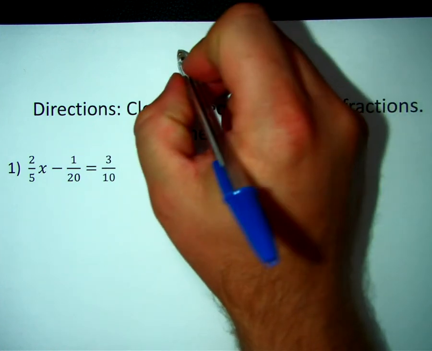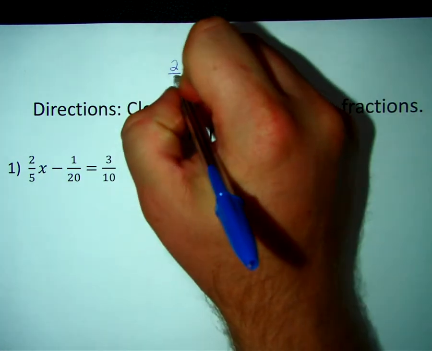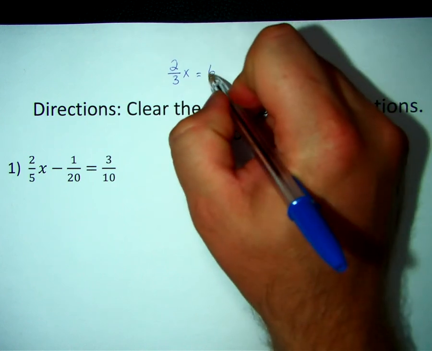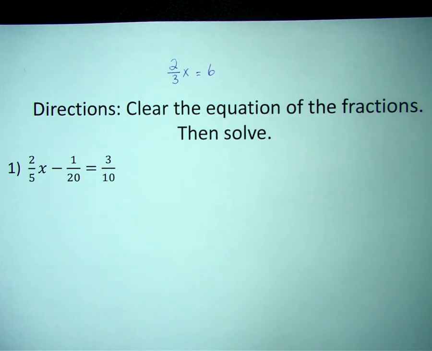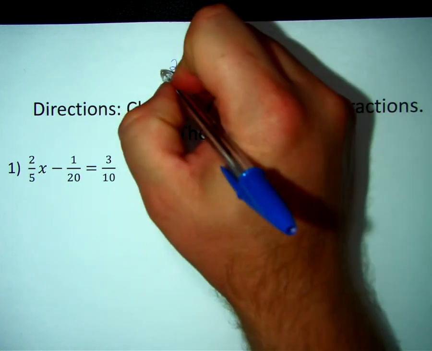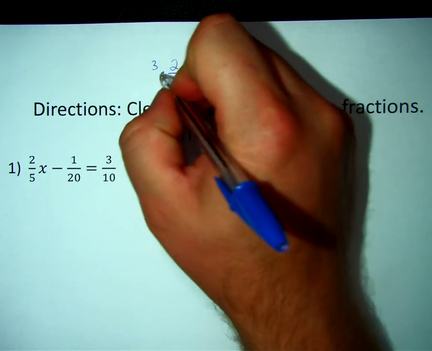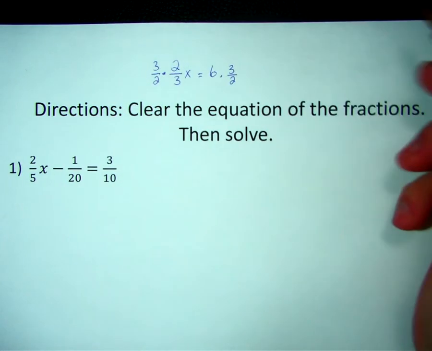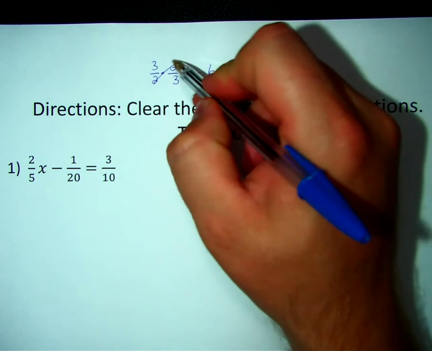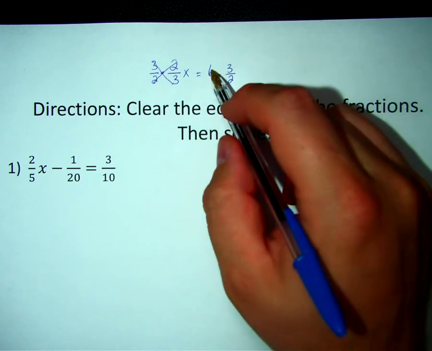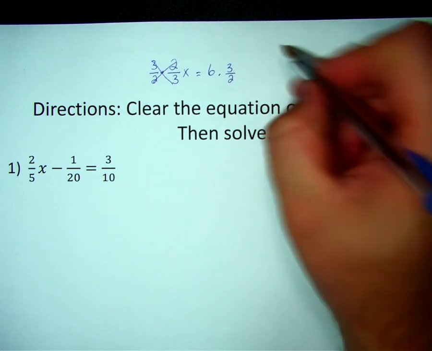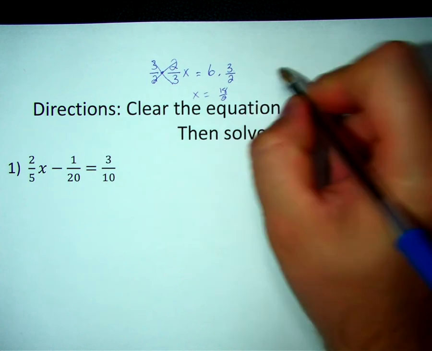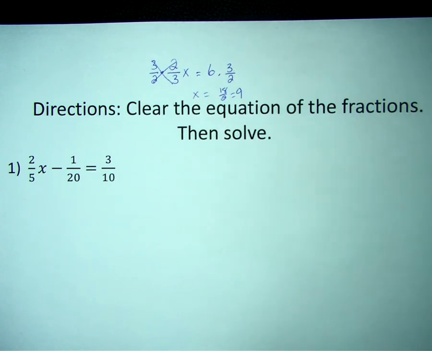So, clearing fractions. In concept, you have done this a lot. So, when you had something like 2/3 x equals 6, well, for this type of problem, we would clear the fraction by multiplying by the reciprocal. And when we multiply by the reciprocal, our fraction on the left simplifies out. Our fraction on the right becomes 18/2, which eventually equals 9.